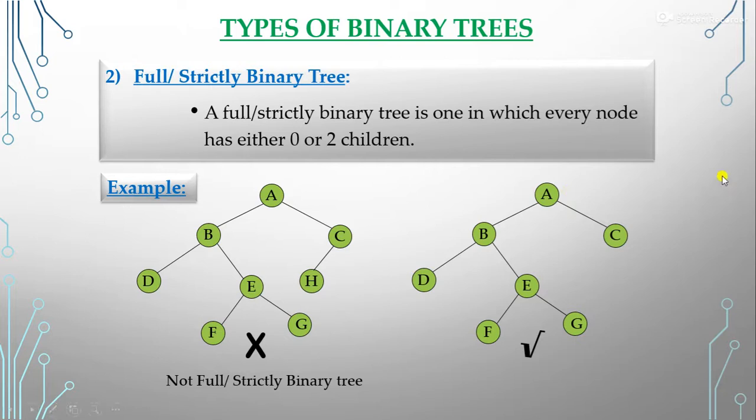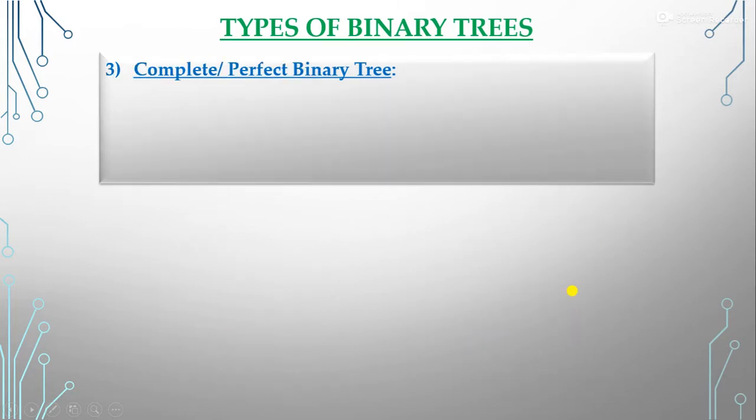Why? Because here each node has 0 or 2 children. A has 2 children, B has 2 children, E node again has 2 children, and C has no children. So a full or strictly binary tree is one that has either 0 or 2 children. Clear? Next one is the complete or perfect binary tree.